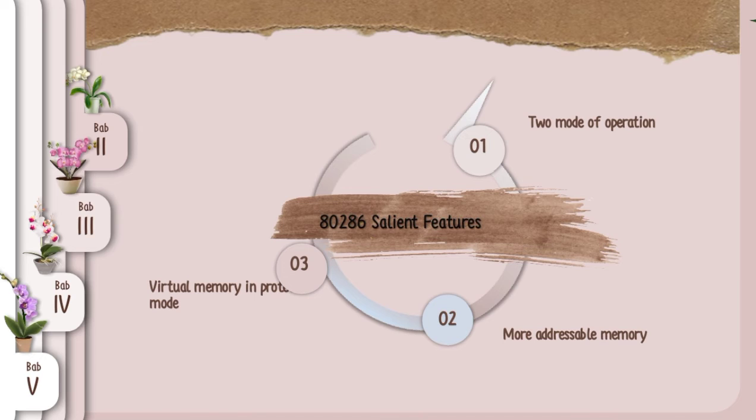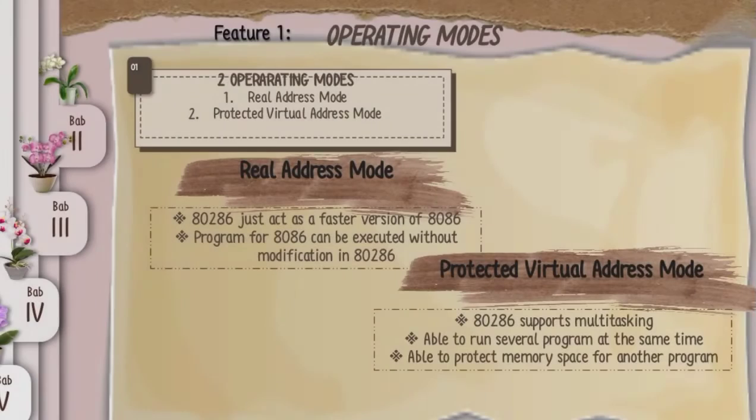Protected mode is an operational mode of the Intel 80286 compatible CPU. It enables features like virtual memory, paging, and safe multitasking to be used by system software. Additionally, it aims to provide the operating system more power over application software. Let's proceed to feature 1, the operating modes.